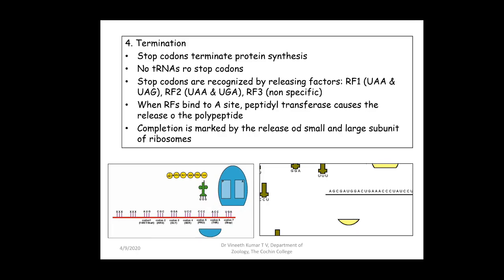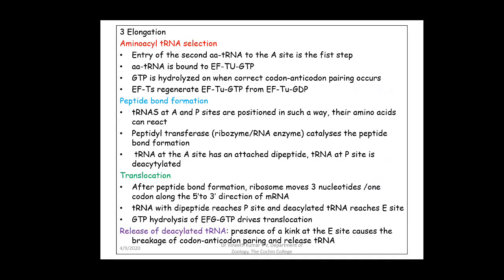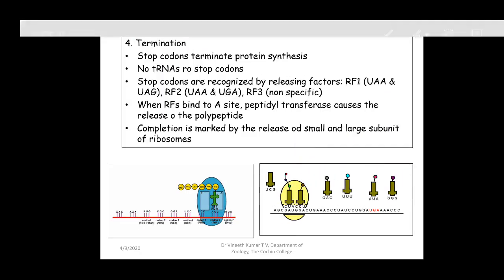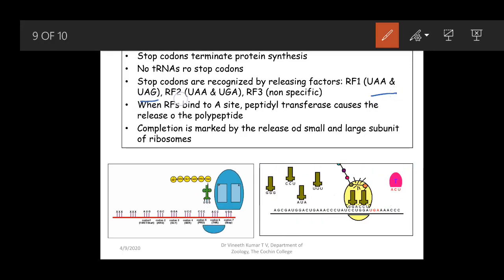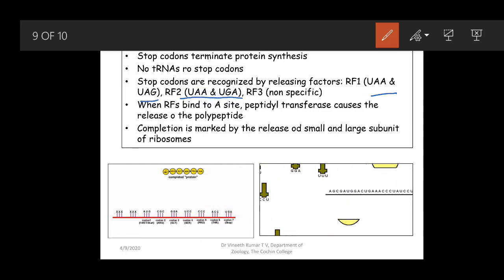What these releasing factors are going to do can be seen in the slide. The first releasing factor, RF1, can recognize 2 stop codons. RF2 can recognize another 2 stop codons. RF3 is non-specific. It can recognize any stop codon. Recognize in the sense that when a stop codon comes at the A site, that means the open reading frame is at the end, and the translation process is to be terminated.